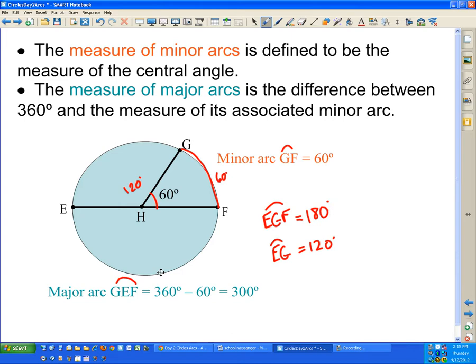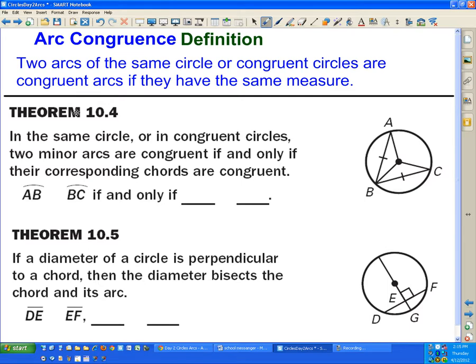The next one, we have an arc congruence definition, and basically we're saying two arcs in the same circle, or congruent circles, meaning two different circles that have the same radii, are congruent arcs if they have the same measure. So if the circles are congruent, or you're on the same circle, and the arcs are both 60 degrees, those are considered congruent arcs.